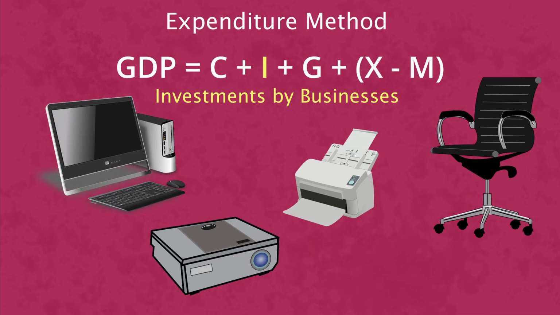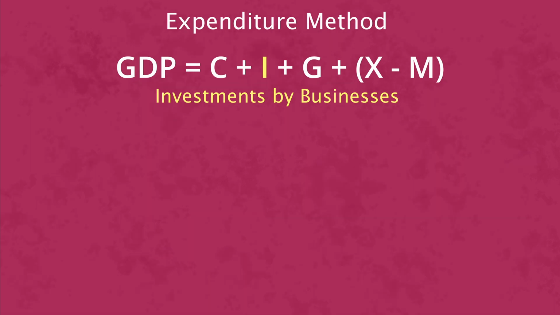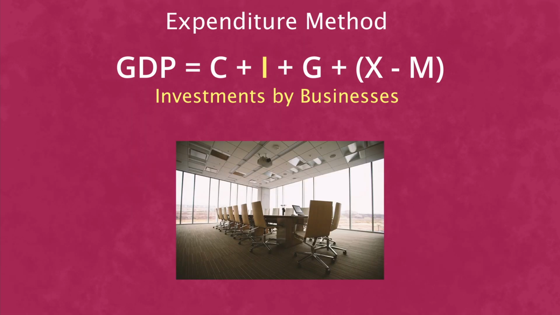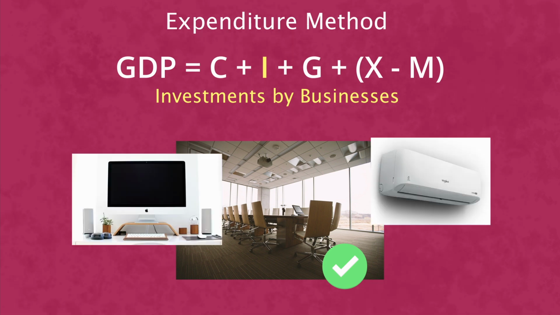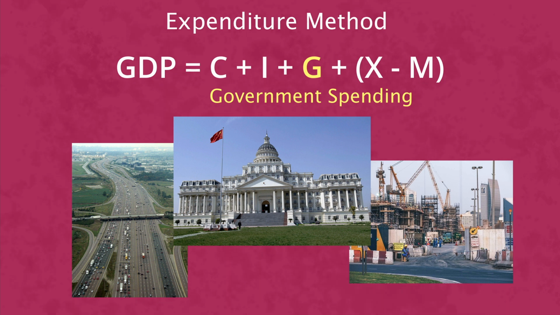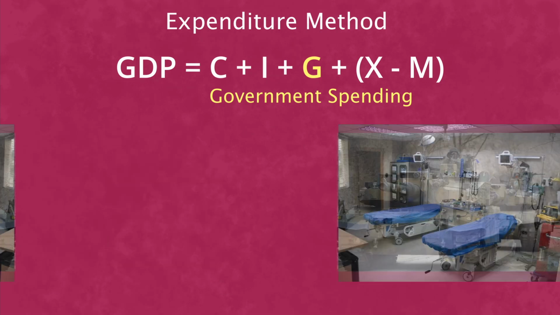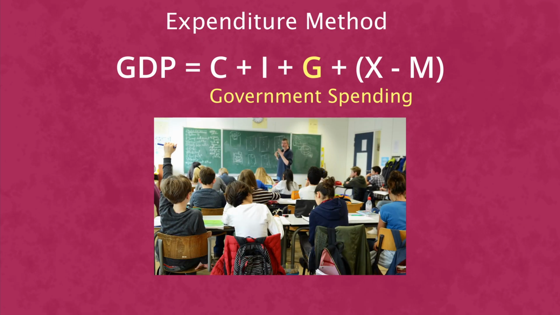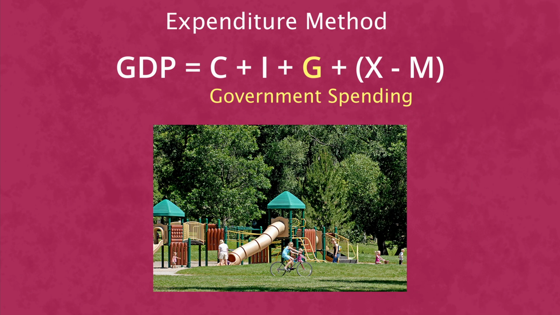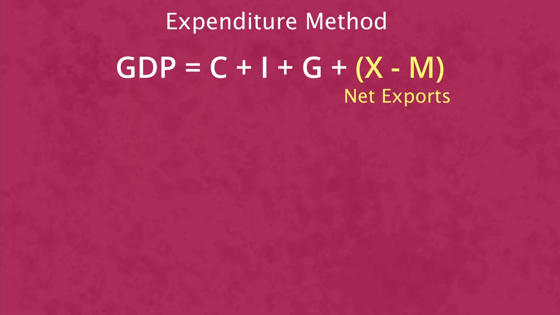I signifies the investments by businesses and private firms. So for example, a business buying a new space for work will be calculated. Also, the machinery needed to run these businesses like computers and air conditioning machines will be counted. G represents the government spending on goods and services. This would be the amount spent by governments for providing essential commodities, healthcare, infrastructure, education, and other necessities to its citizens. And then finally, we have the net exports.